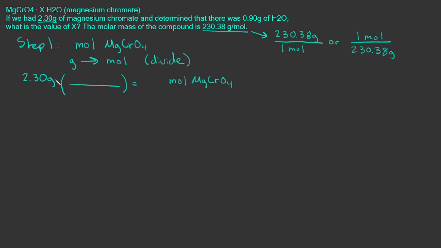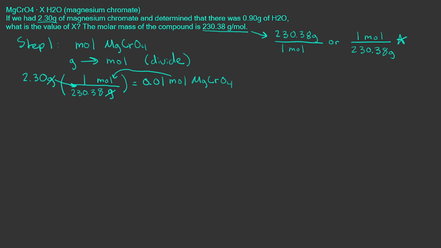Remember, if we're going from grams, that is the unit we want at the bottom. Since we want moles, that is always the unit we want on top. So we use the ratio that has moles on top and grams on the bottom: 1 mole over 230.38 grams. Our grams units cancel each other out, and we're left with 2.30 divided by 230.38. And this is equal to roughly 0.01 moles of MgCrO4.